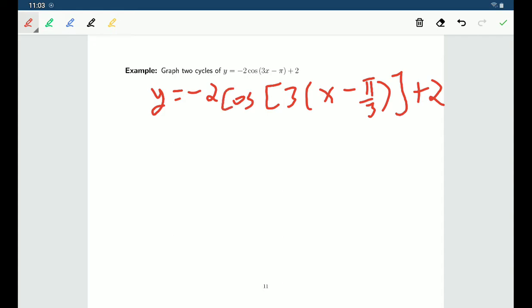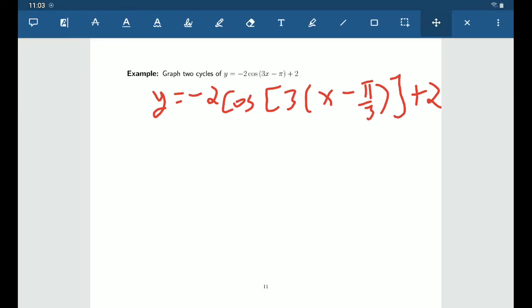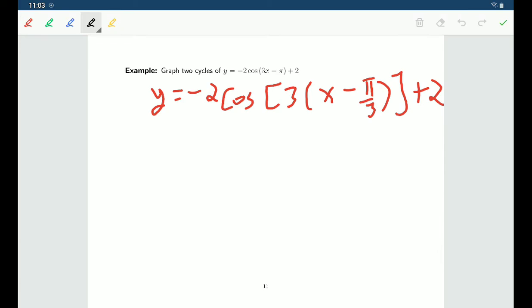There we go. A transformed cosine function where, in addition to the vertical and horizontal stretches, we've also got ourselves a phase shift of pi over 3 positive. We'll be shifting our graph to the right by pi over 3, and we'll also be shifting our graph upwards by 2. So we'll have a horizontal shift as well as a vertical shift.